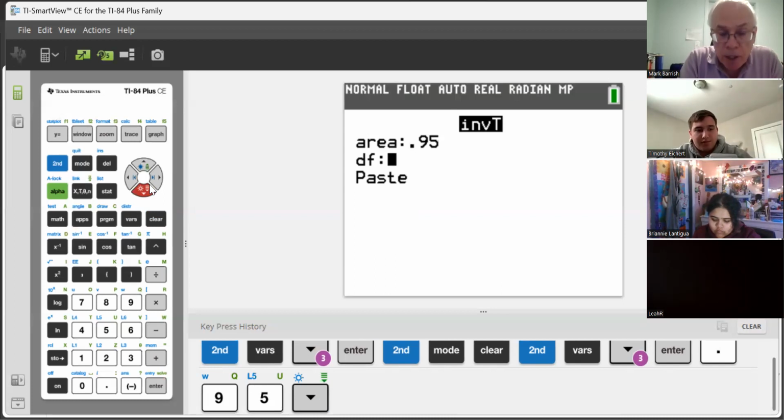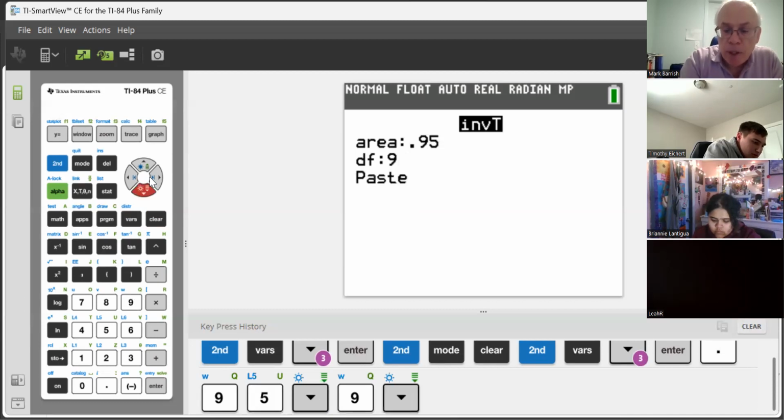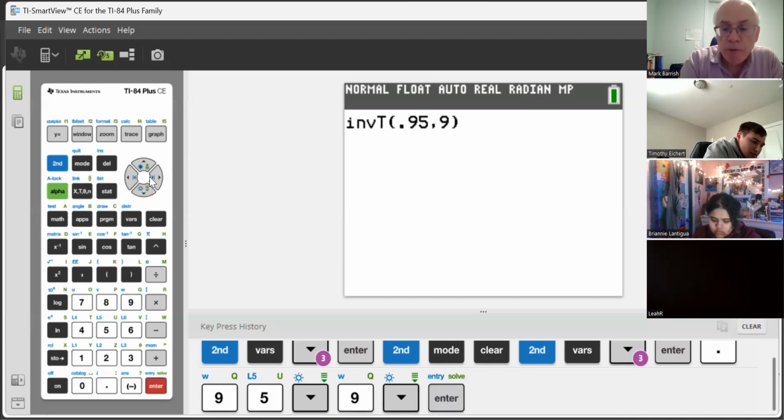For this particular course, degrees of freedom can get more complicated in future courses because it involves certain things that we haven't talked about. But for this course, we're keeping it simple. We're saying sample size minus 1. So if the sample size is 10, degrees of freedom is 9. And we hit enter where it says paste, and one more time.